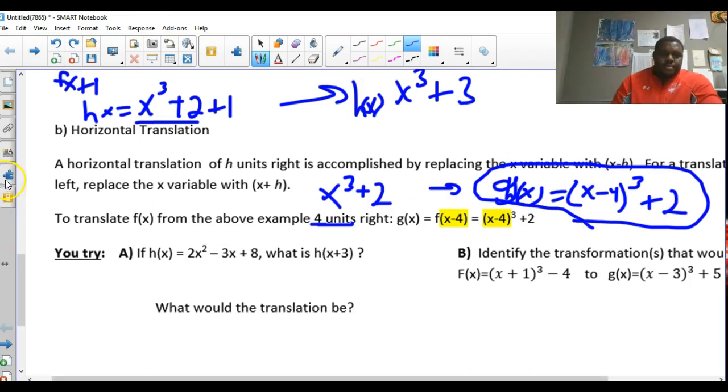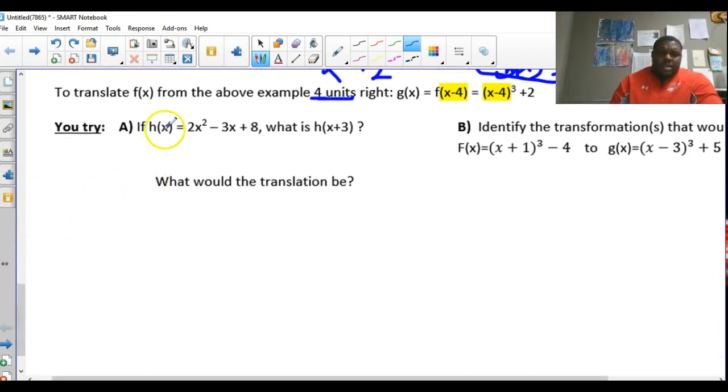Right here it says if you have h of x is 2x squared minus 3x plus 8, what is h of x plus 3? Man, this is literally substitution. The reason I say it is because here's h of x. Well, y'all see x is x, right? Like here, this is just x, this is just x. Well, we're going to change x to be x plus 3. So now substitute this for this function, because these are no longer x's. They're now x plus 3. So everywhere you see an x, you're going to put x plus 3.